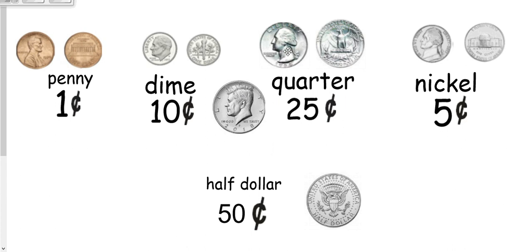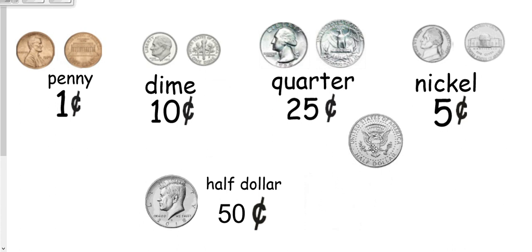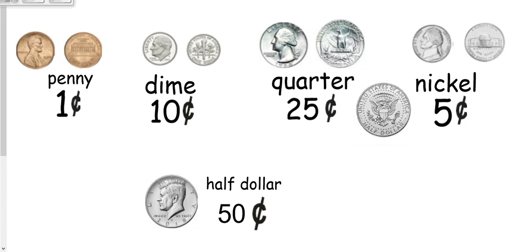So let's look closely at the quarter. Now look closely at the half dollar. Does it have the same president on it? It does not. The quarter has George Washington on it. The half dollar has John F. Kennedy on it. Let's look at the back of the quarter and the back of the half dollar.